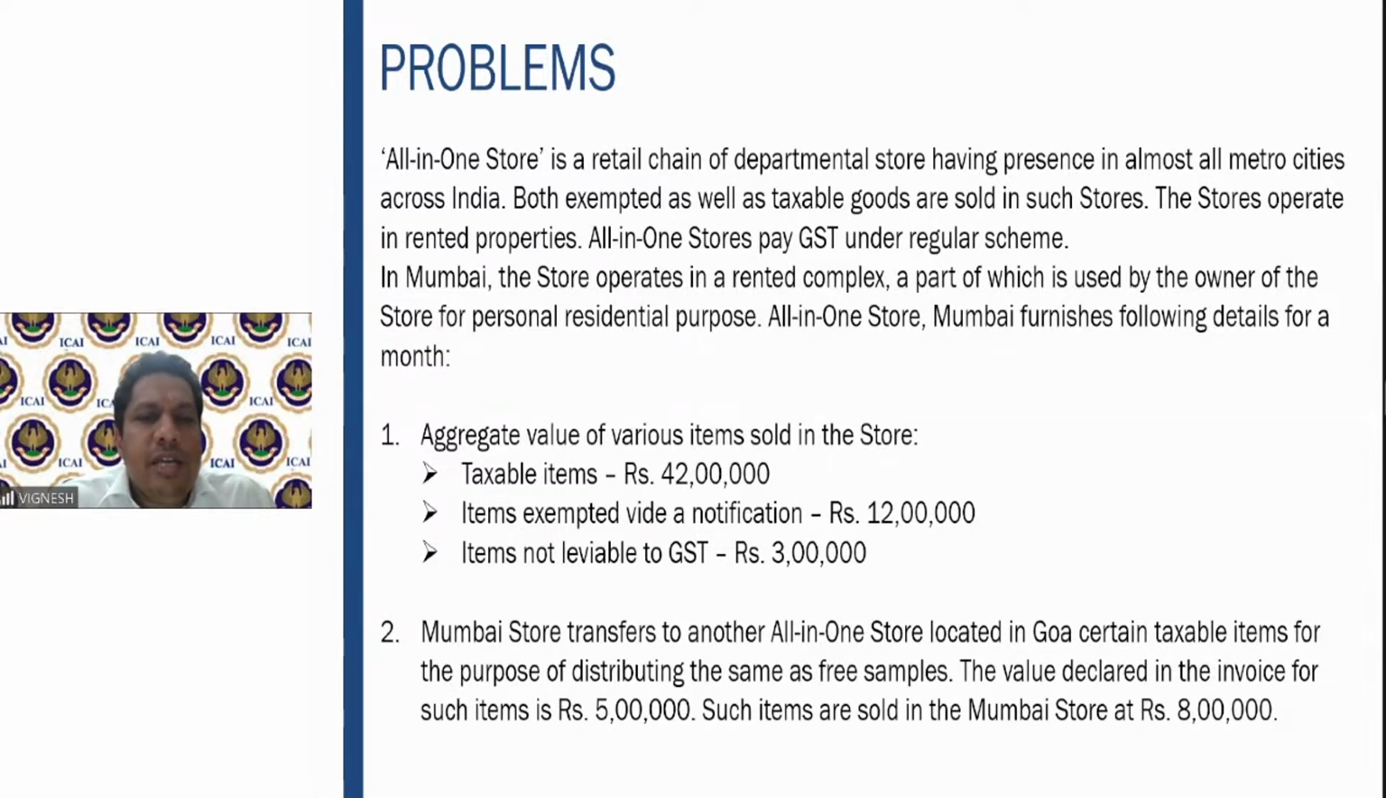Aggregate value of various items sold in the store. Taxable items is 42 lakhs. Items exempt via notification is 12 lakhs. Items not leviable to GST is 3 lakhs.